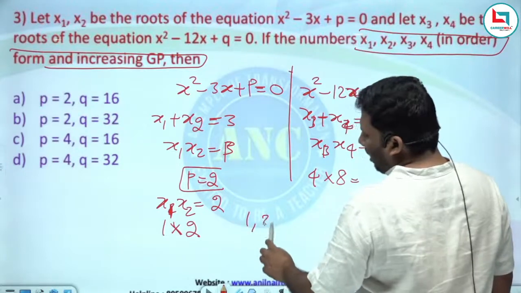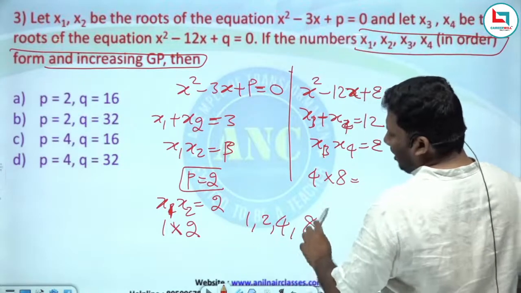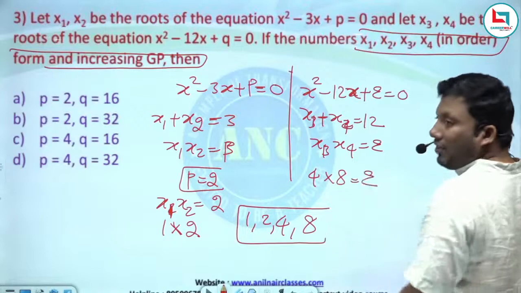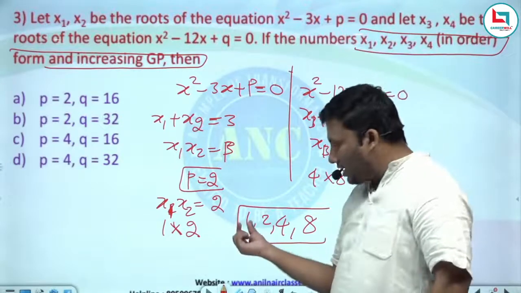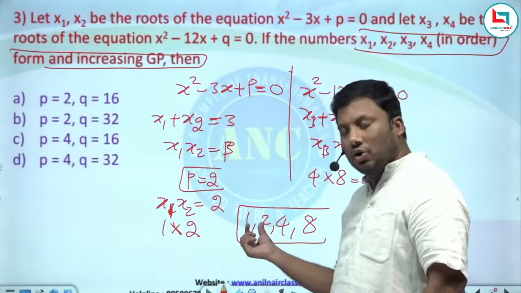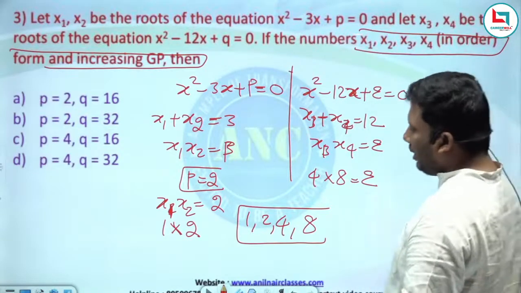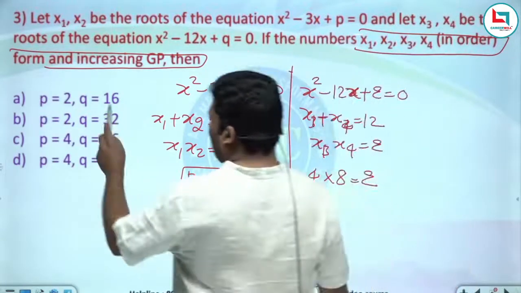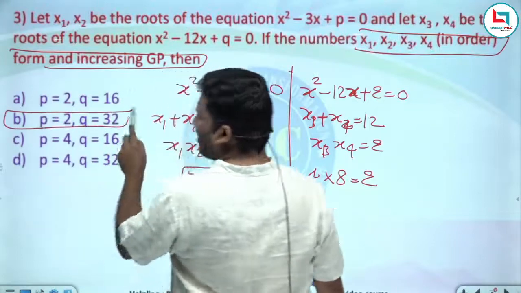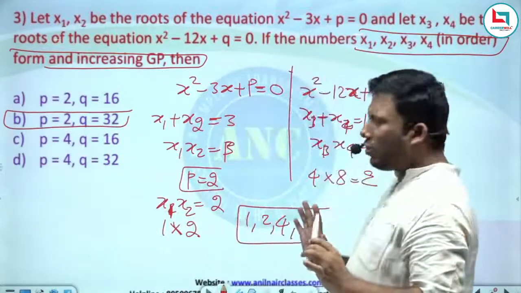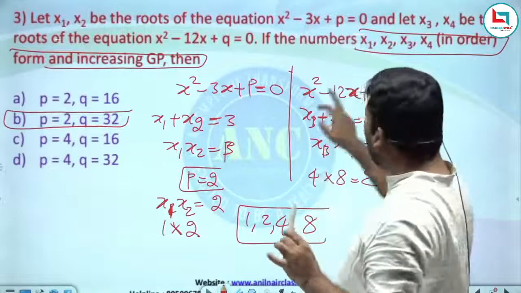How did I take 4 and 8? Because x1, x2, x3, x4 are in geometric progression. With 1, 2, the common ratio is 2. 2 into 2, 4. 4 into 2, 8. So 4 into 8, 32. So the P value is 2 and the Q value is 32. Very, very simple question. The idea is just to read the question.